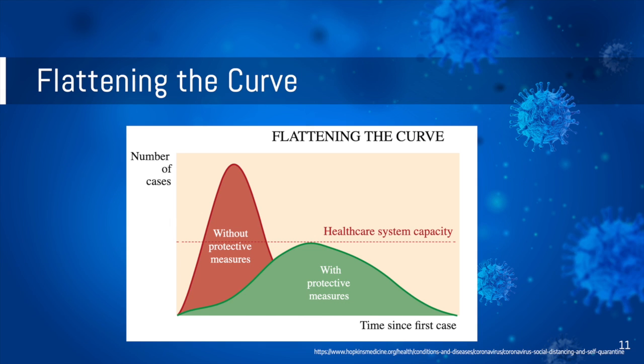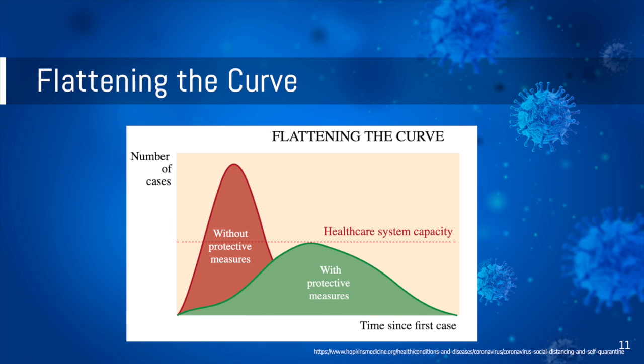A term that we hear often nowadays is flattening the curve. So, I'm going to go over what this actually means. Flattening the curve refers to using protective measures to control the spread of the virus. So social distancing and all the other recommendations, like staying 6 feet away from people, are meant to flatten this curve.